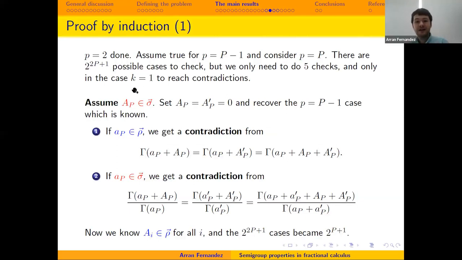And we only need the k equals 1 case to reach contradictions when there is a contradiction. If we assume a big A is red, then we get back to the inductive hypothesis, the p-1 case. If little a p is blue, or if little a p is red, both cases we get a contradiction. So I said 5 checks, this is the first 2. So from this contradiction, we know all the big A must be blue, and we've reduced our 2 to the power 2p plus 1 cases to just 2 to the power p plus 1 cases.